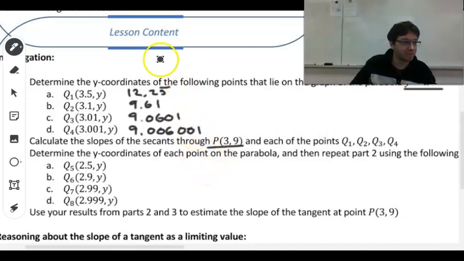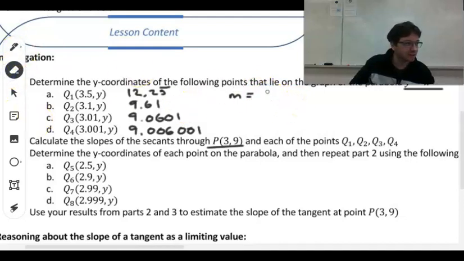Now, knowing point P as (3, 9), I'm going to find the slope of the secant PQ. First I'll do PQ1, then PQ2, and PQ3, as PQ gets closer and closer to being the slope of that tangent at P. So let's start over here. We're just going to use the equation y2 minus y1 over x2 minus x1.